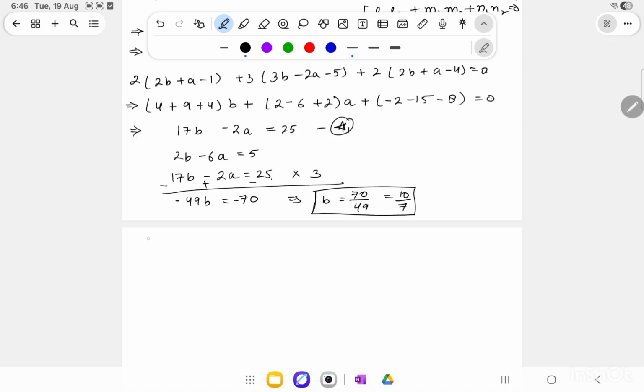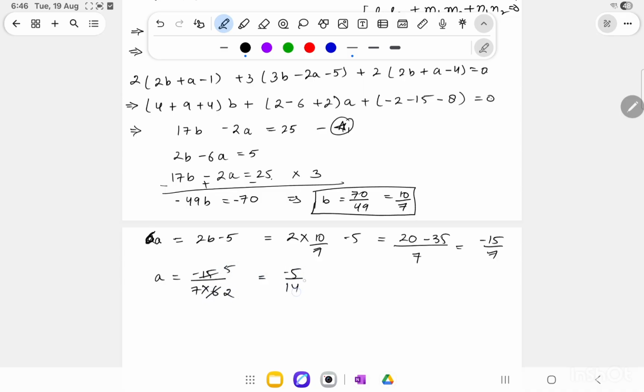So 6a equals 2b minus 5, which is equal to 2 into 10 by 7 minus 5. If I simplify it, 20 minus 35 by 7, which is minus 15 by 7, and on further simplifying it, I will get minus 15 by 7 into 6. So it is minus 5 by 14. So my a is minus 5 by 14.